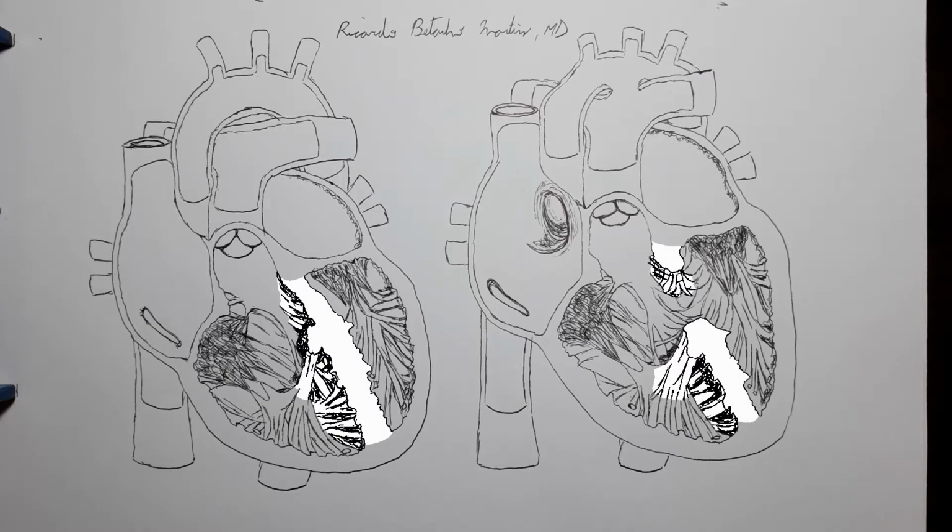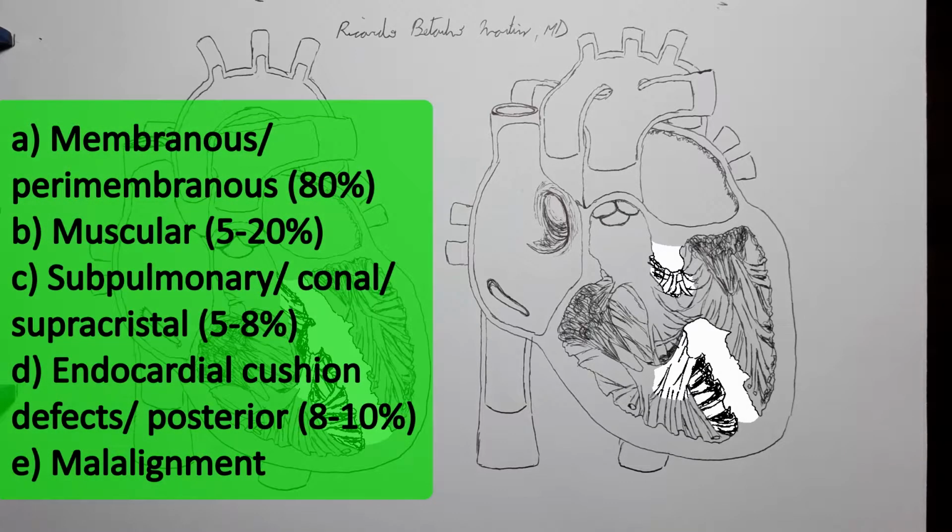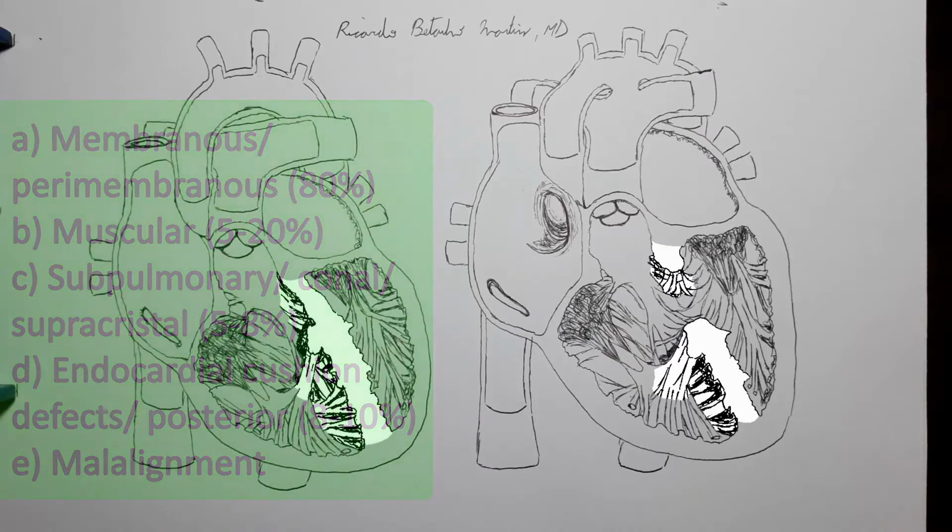Ventricular septal defects can be membranous or perimembranous, or muscular, depending on which part of the interventricular septum has been affected. There are also the subpulmonary, also known as conal or supracristal, and endocardial cushion defects, aka posterior. There is even a fifth type, the malalignment VSD, when the septal defect is involved in tetralogy of Fallot, for example, rather than isolated. Yeah, VSD classification is complex, and there are many redundant terms. We are not going to cover it in this video.